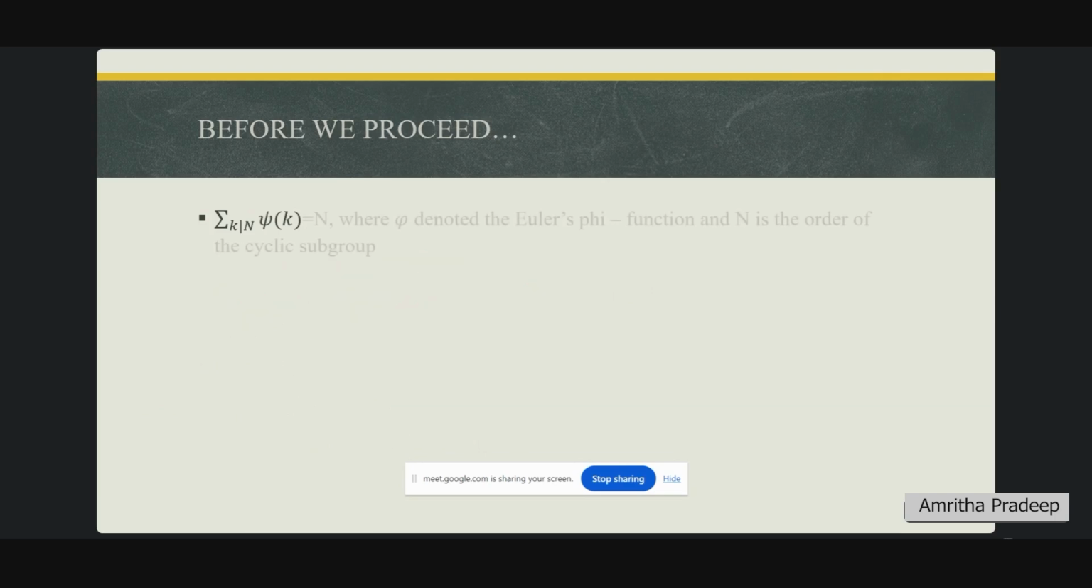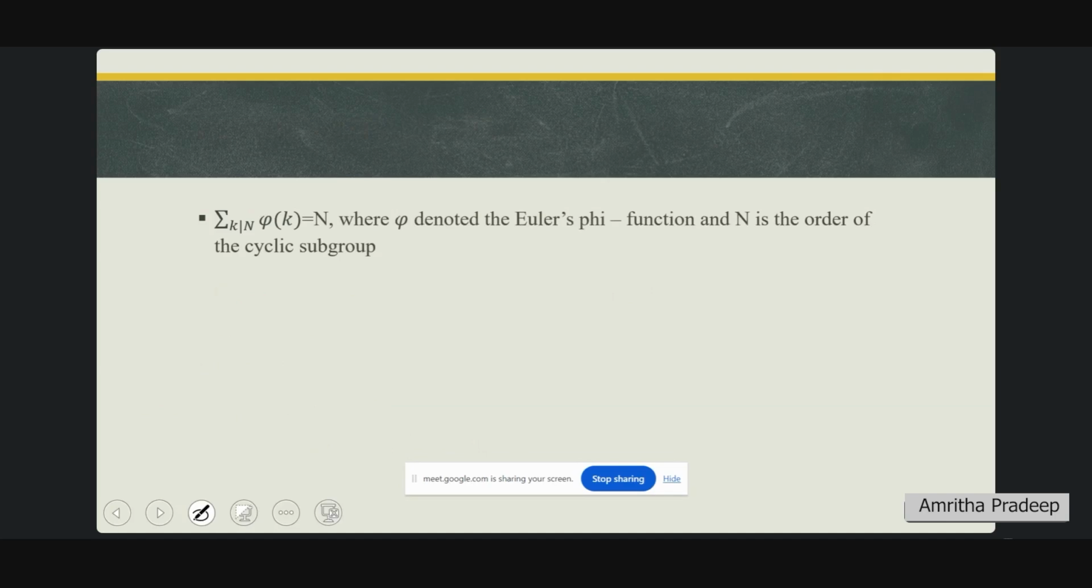Yeah. So next we move on to the small proof. Okay, I'm not giving you a proof of this. I'm just giving you an intuition of the proof. So this is basically summation over the divisors of n of phi of k is equal to n, where phi is the Euler's phi function and n is the order of a cyclic subgroup. So what is the Euler's phi function? What is that function?